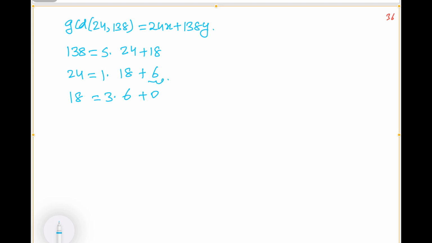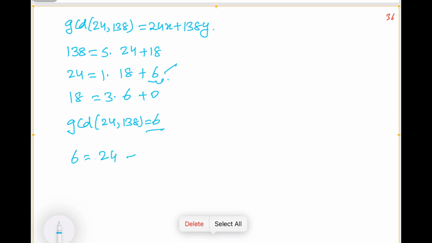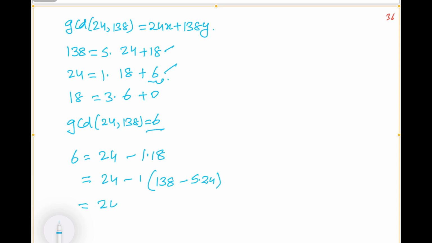So last non-zero remainder is 6. So GCD of 24 and 138 is 6. Now using the same method, we express 6 as, from this equation, 24 minus 1 times 18, and putting value of 18 from first equation, 24 minus 1 times (138 minus 5 times 24). So further solving, 24 minus 1 times 138 plus 5 times 24.